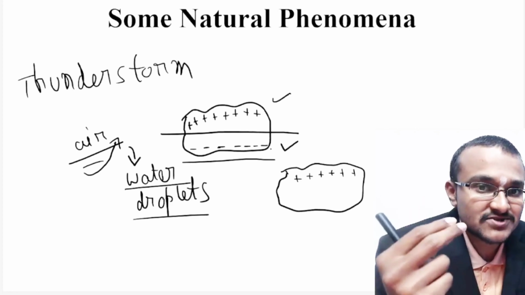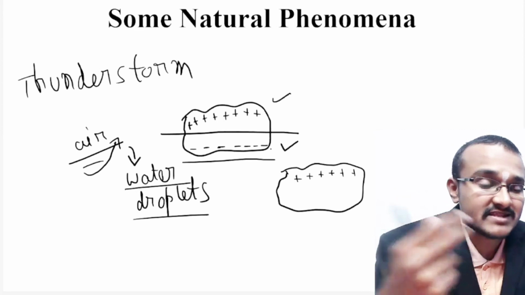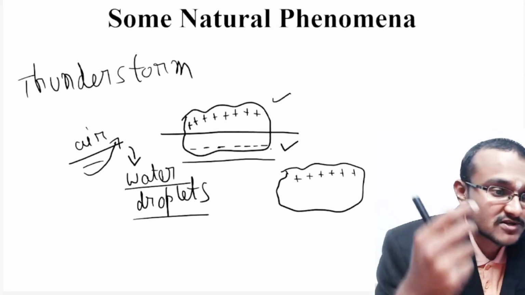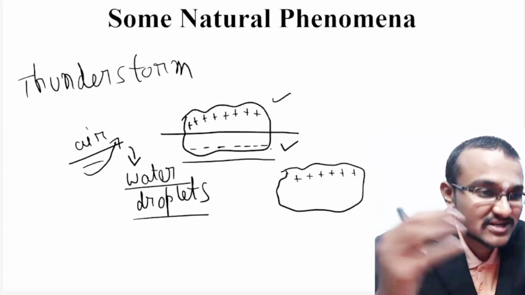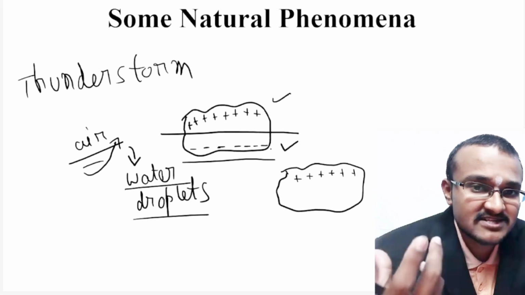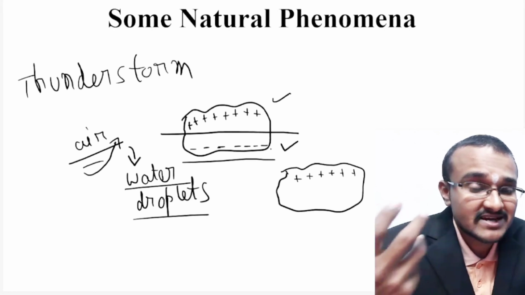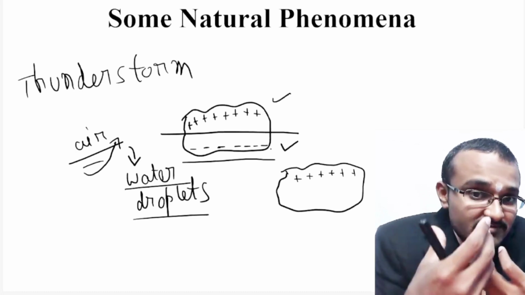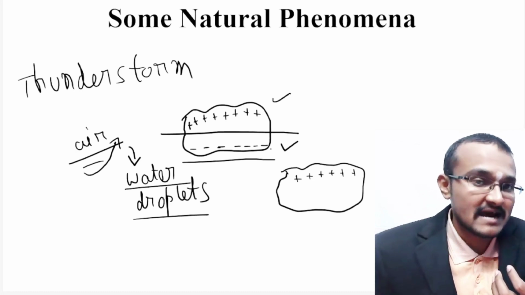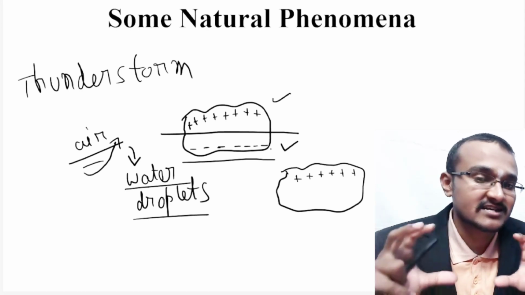So this is the physics behind how lightning and thunder happen when there is a huge thunderstorm. Air currents and water droplets moving in opposite directions create charge separation inside clouds, and when heavy charges get accumulated in these two clouds and they come close to each other, a lot of electric discharge happens because of that close contact of two heavily charged clouds.